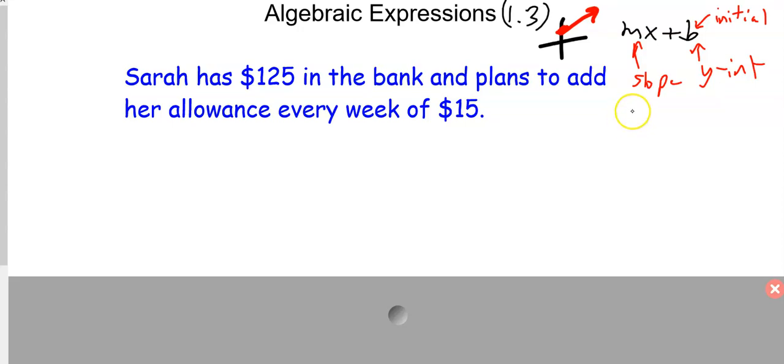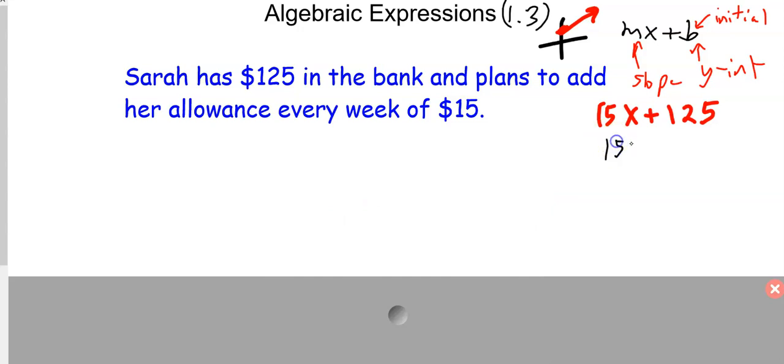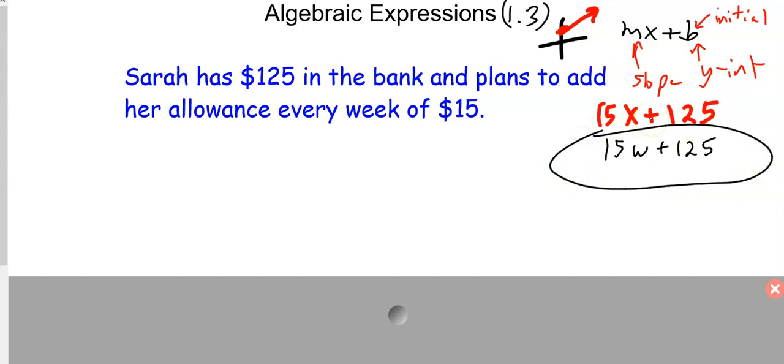So if I'm doing an mx plus b kind of problem here, I know the 125 is my starting value, my initial value. And then depending on how many weeks, that would be your coefficient or your slope. In this case, your rate of change is 15. Typically we prefer to write this with meaningful variables, so I might write 15w plus 125. W is more meaningful because you probably already know w stands for weeks here. So 15w plus 125 would be our expression for this sentence.